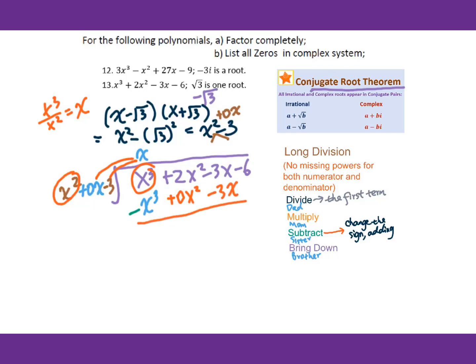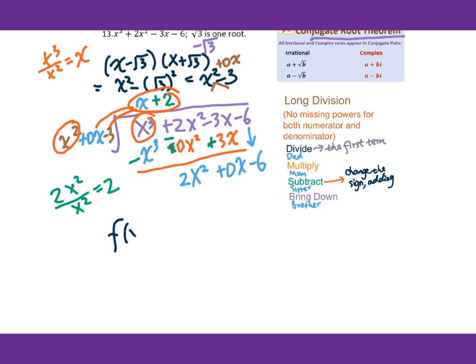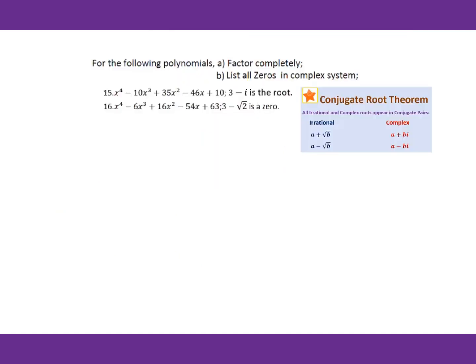Change sign, adding. This is negative, here is a negative, plus. We got 2x squared plus 0x minus 6. We need to add 2 because 2x squared divided by x squared equals 2. We can stop here because we know x plus 2 is the factor. Therefore, f of x equals x squared minus 3 times x plus 2. For the roots, we already got plus or minus square root of 3, and from here we can get negative 2.